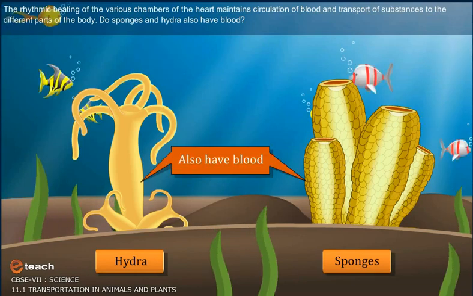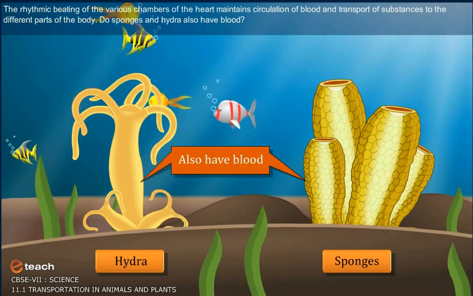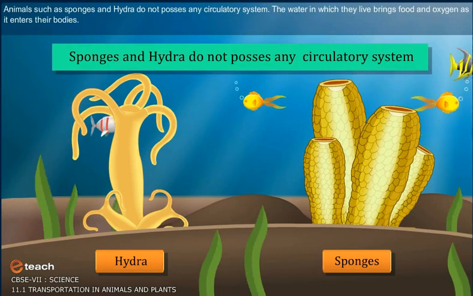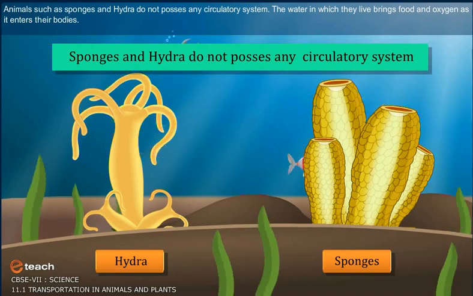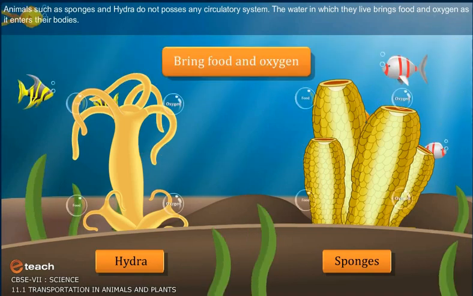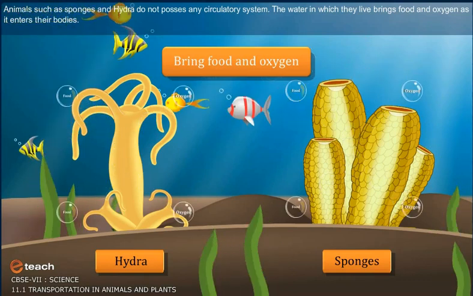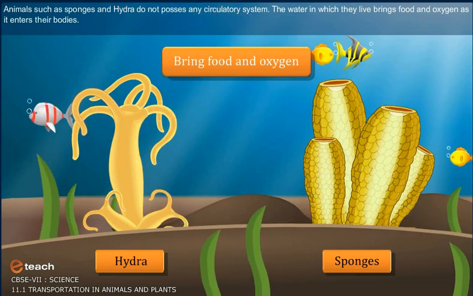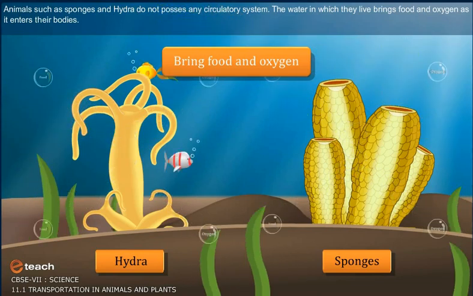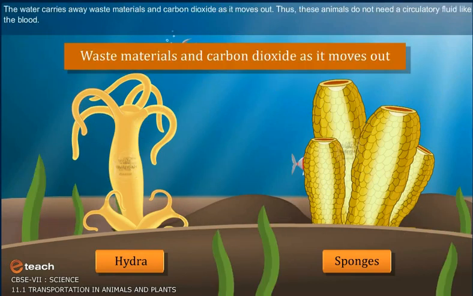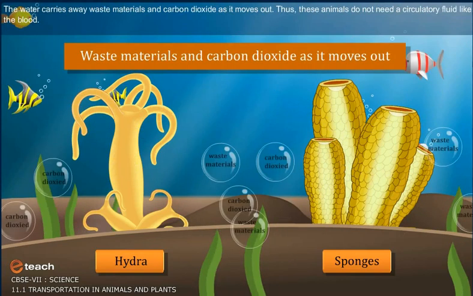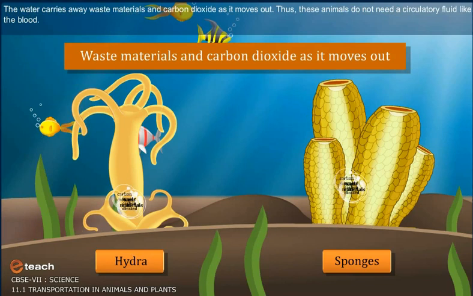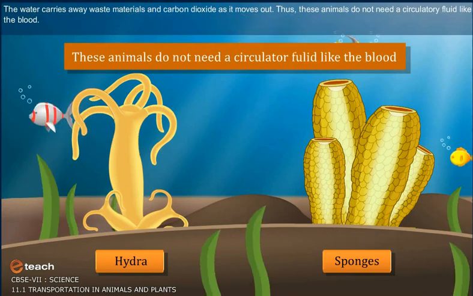Do sponges and hydra also have blood? Animals such as sponges and hydra do not possess any circulatory system. The water in which they live brings food and oxygen as it enters their bodies. The water carries away waste material and carbon dioxide as it moves out. Thus, these animals do not need a circulatory fluid like the blood.